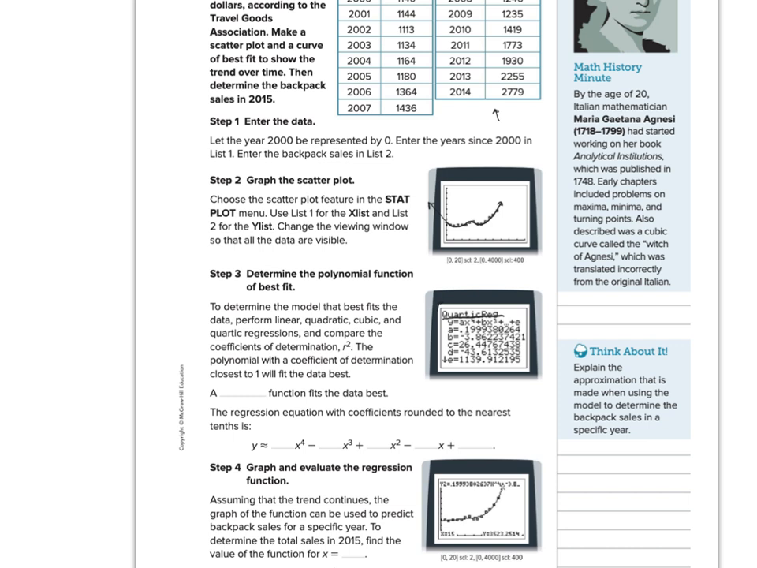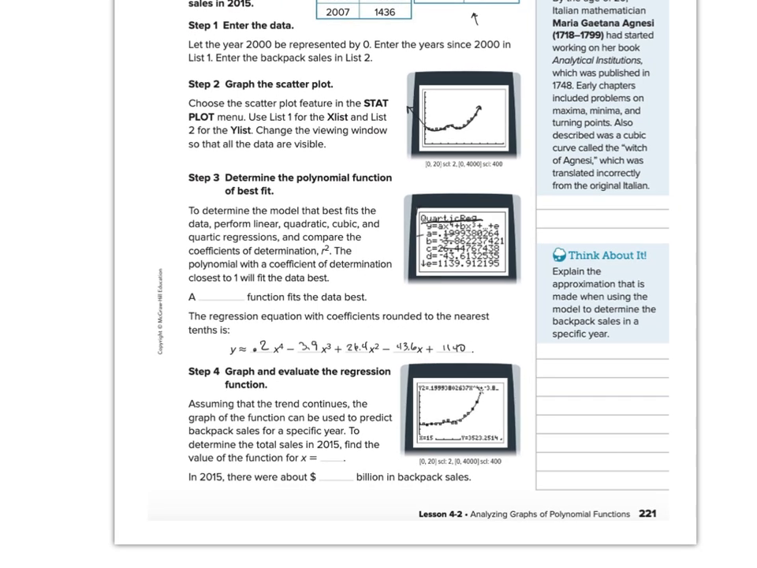your equation is going to be: A is going to be, it says round to the nearest tenth, 0.2, right? Then the next one would be minus 3.9. The next one would be 26.4. The next one would be negative 43.6. And then finally your constant is going to be 1,139, which would round up to 40. And that is what my function is going to look like.